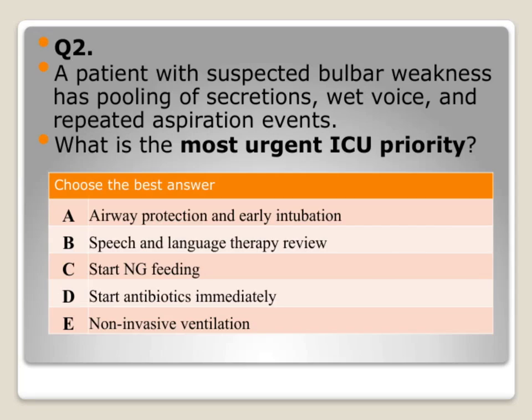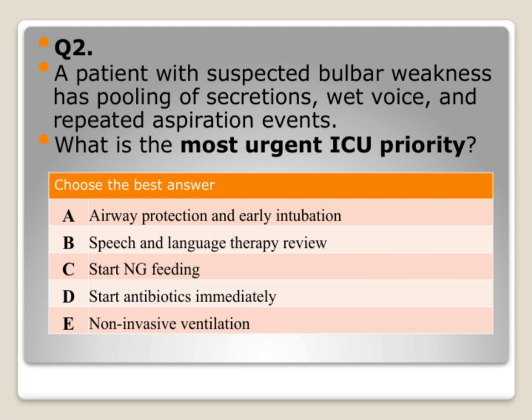When assessing a patient with suspected bulbar weakness, it's crucial to identify the most urgent intervention. In this case, we see signs like pooling of secretions, a wet voice, and repeated aspiration events. These are classic indicators that the patient's airway is at significant risk. The key priority here is airway protection and early intubation. Ensuring the airway remains clear and protected is essential to prevent respiratory failure or further aspiration pneumonia.